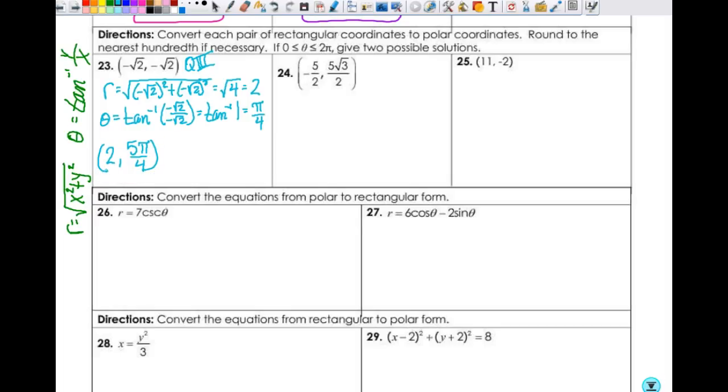My instructions said, convert each pair of rectangular coordinates to polar coordinates, round to the nearest hundredth if necessary. If theta is between 0 and 2 pi, give 2 possible solutions. So that means my angle has to be positive, but my radius doesn't necessarily have to. I want to think about where this point is. This point, 2, 5 pi fourths, is going to be down here. So if I'm going to use a negative radius, I would have to end up here so I could come back over here. That's going to give me a pi fourths. So negative 2, pi fourths is going to be the other point.